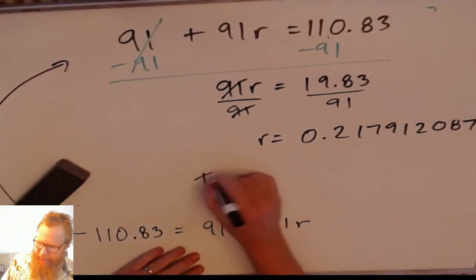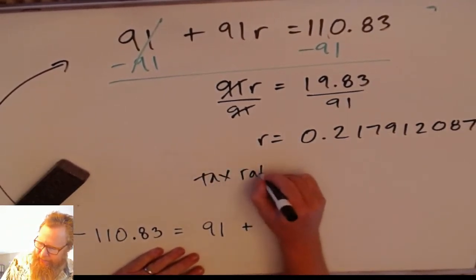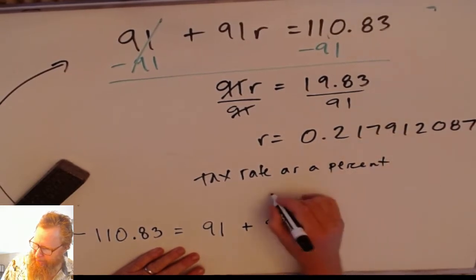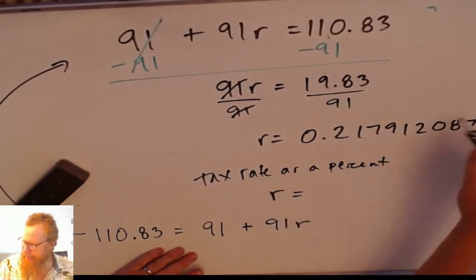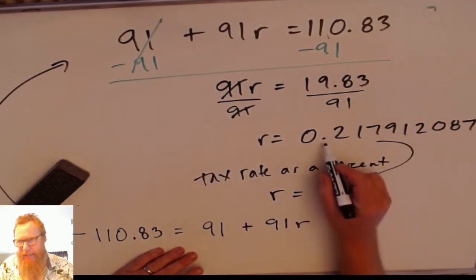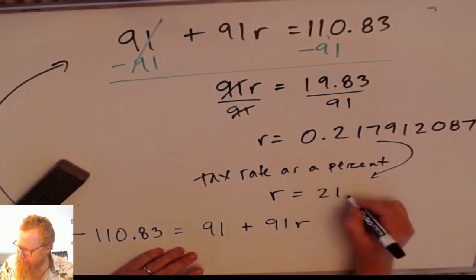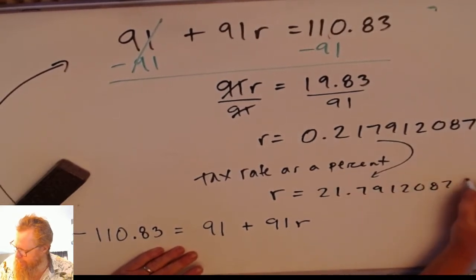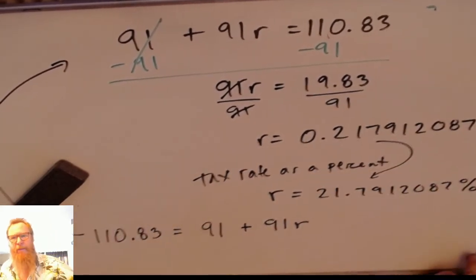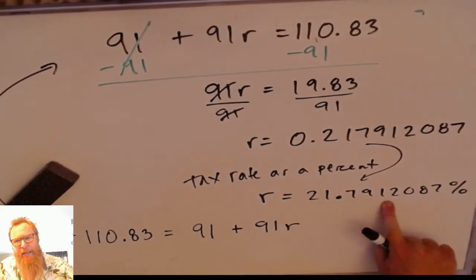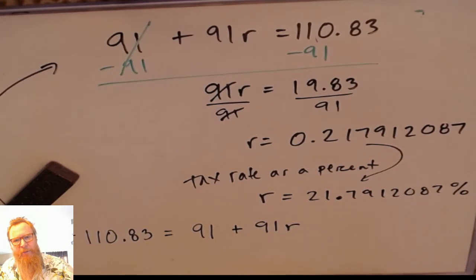So the tax rate as a percent. So this is as a decimal. I'm going to rewrite this as a percent by multiplying it by 100. So it's 21.79, and so on and so forth, percent.